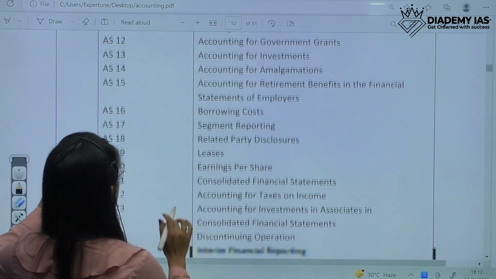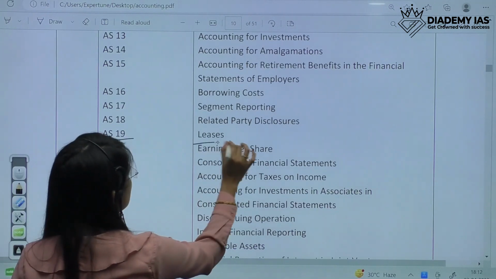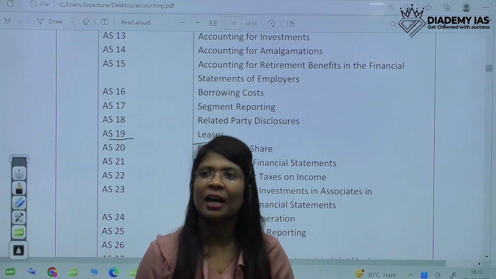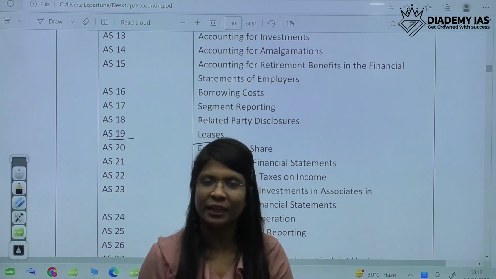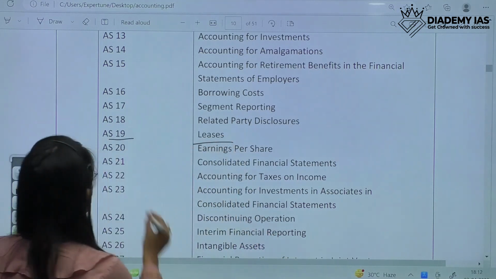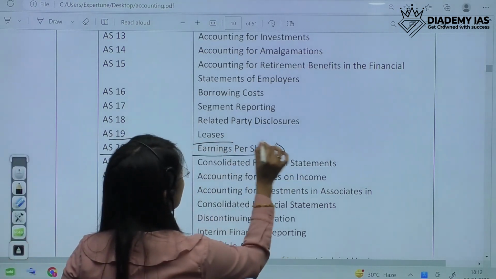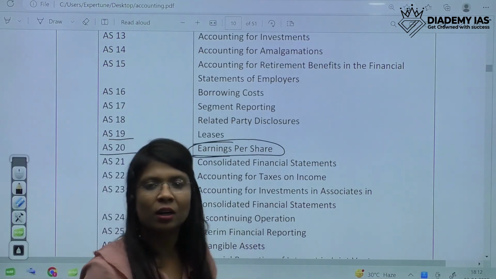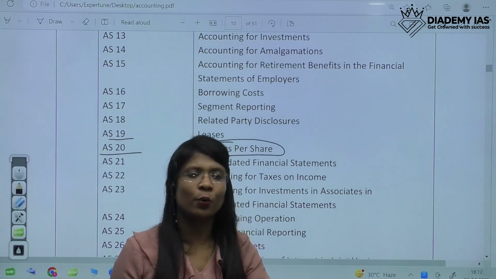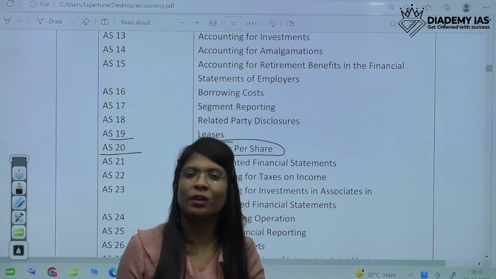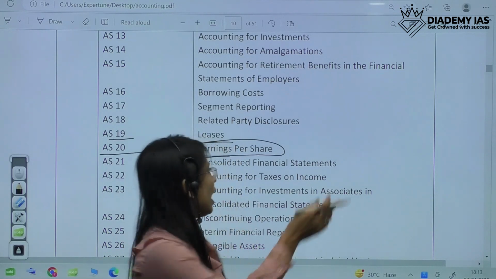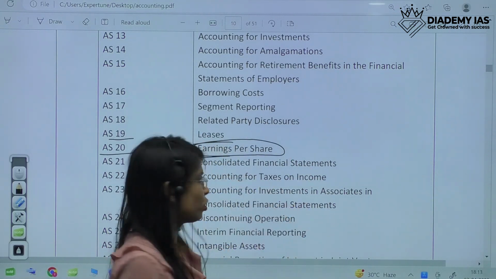Then AS19. AS19 is about leases. Lease, or in general terms we can say rent. Hiring a property, hiring any plant and equipment, renting anything comes under leasing. Next is AS20, earning per share. What is the earning that is earned on a single share of a company? How is it calculated, what is the earning per share right now, what things are included, what are excluded, all these ifs and buts are done, and then this AS comes into the picture.